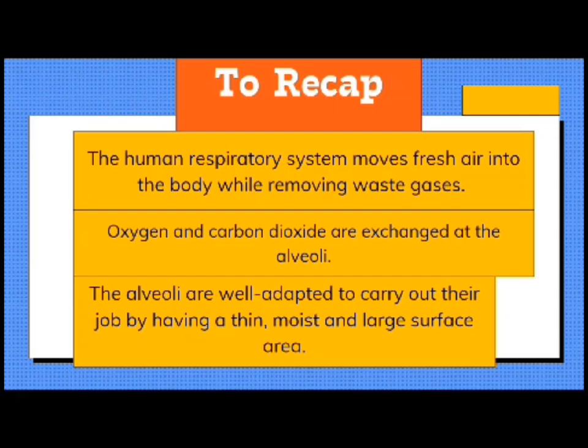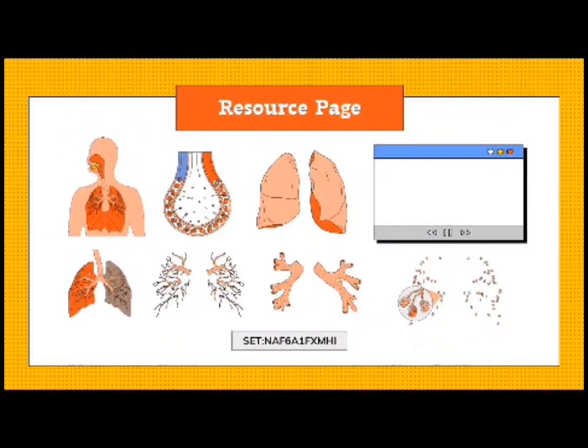Let's see some recap. The human respiratory system moves fresh air into the body while moving waste gases out. Oxygen and carbon dioxide are exchanged at the alveoli. We have seen also the adaptation of alveoli.